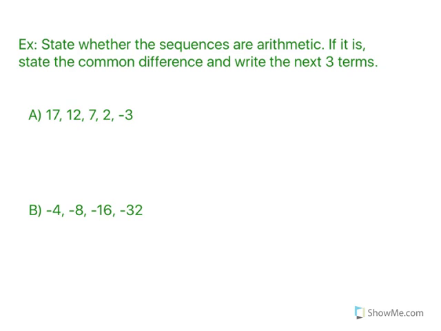So we go from 17 to 12. Well, 17 minus 12 is going to be, so we're like going down 5. Okay, the difference is negative 5. So between 12 and 7, again, we're going down 5. And then from 7 to 2, yep, we're going down 5 there. And from 2 to negative 3, yep, we're going down 5 there. So we can say yes, it is.